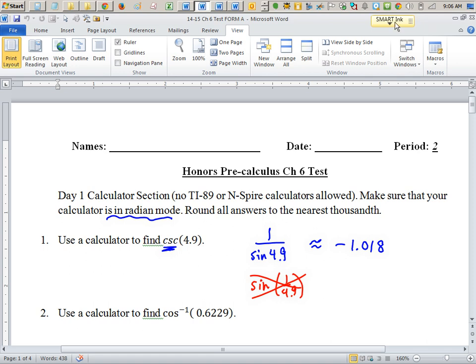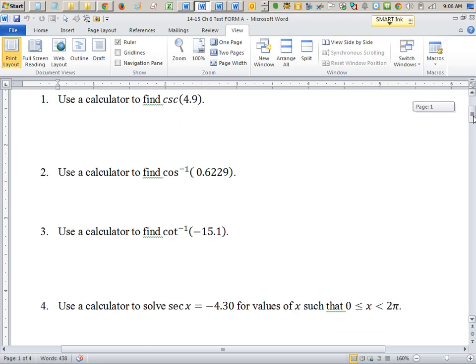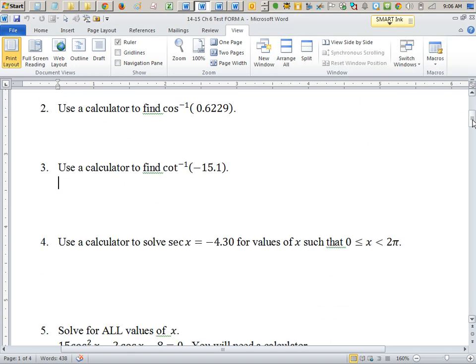Okay, that's number 1. Number 2, use a calculator to find inverse cosine of 0.6229. So if you type that, you get 0.8984. Okay? So you just type it directly, 0.8984, or to the nearest thousandth, you could just write that. Notice that there's no other answer to this question. Inverse cosine is a function.